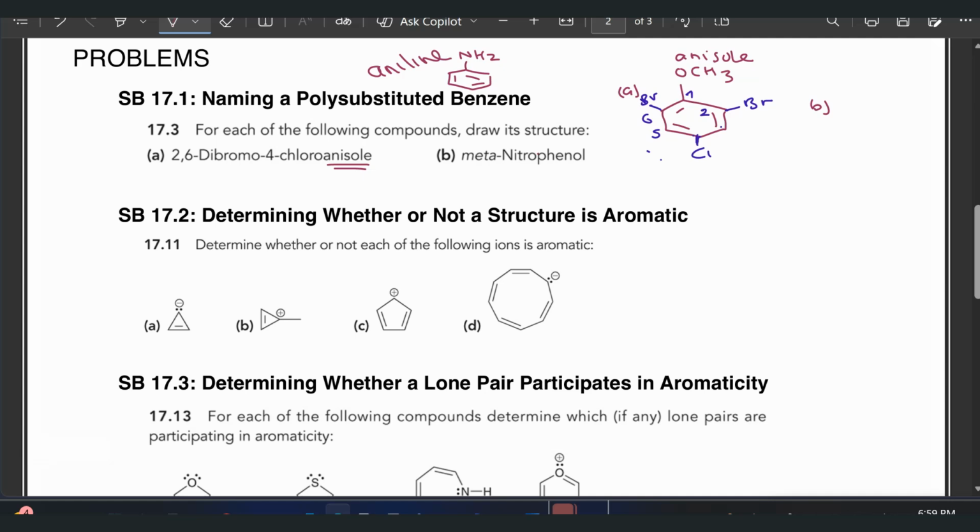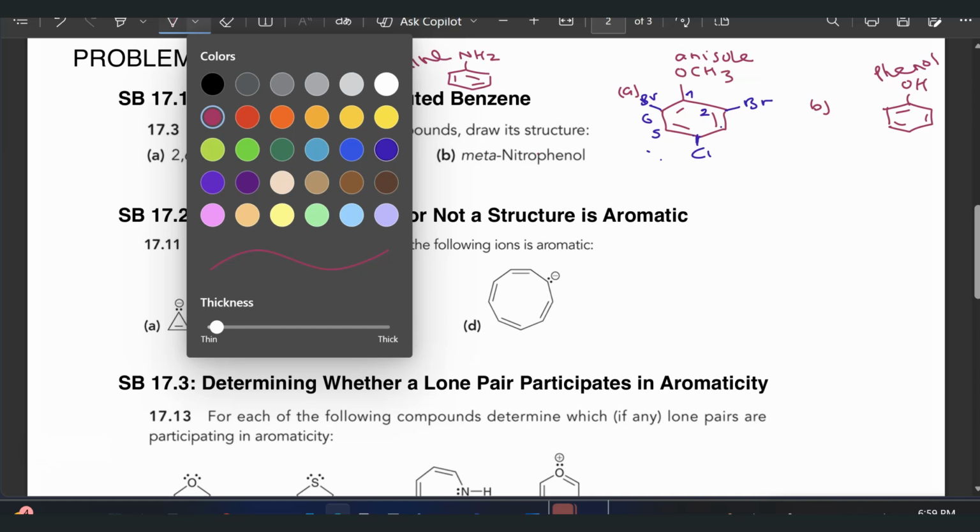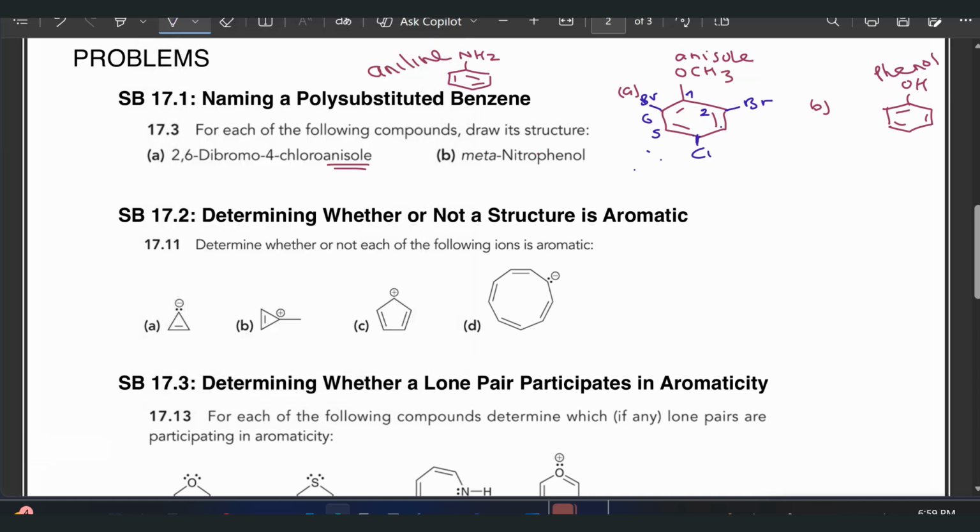Not too bad. For B, nitrophenol. The main parent ring is a phenol. A phenyl ring with an alcohol, phenol. Like I would not have done that. But looking at it at first, you know. Meta means position 3. Ortho is position 2. Para is position 4. You must have seen that in the lab.